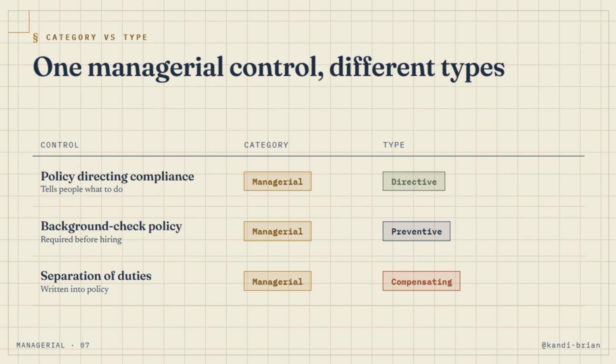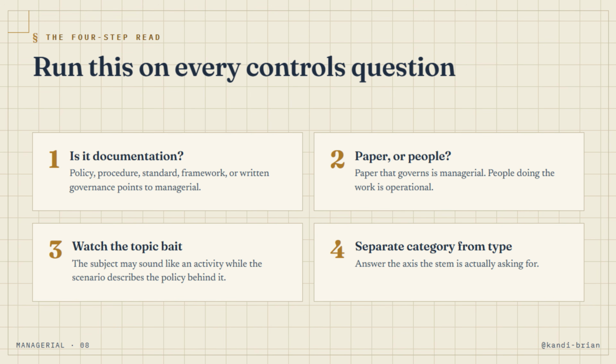So when the question asks for the category, answer managerial and do not get pulled into naming the type. And when it asks for the type, do not answer with the category. Read the stem and give it the axis it is asking for. Let me hand you the read to run on every managerial controls question.